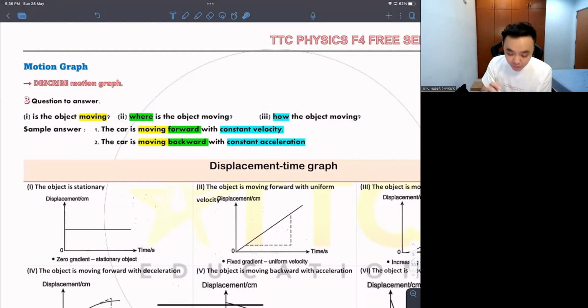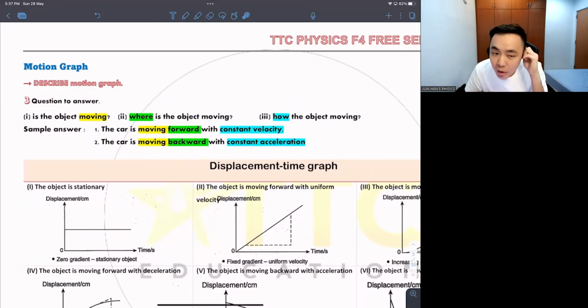So literally, now these are sample answers for you. We can say the car is moving forward with constant velocity. See, question number 1, question number 2, question number 3. When you put the answers together, they become a sentence. Then there you go. Answer idea: moving forward, moving backwards with constant acceleration. So always write complete answers.